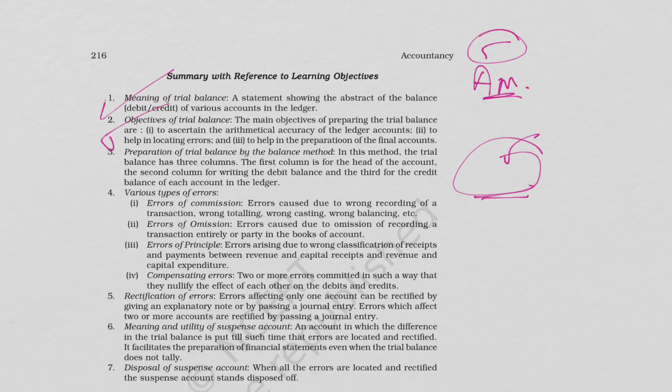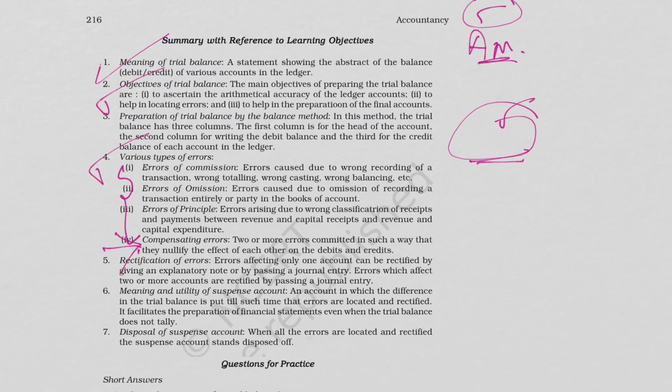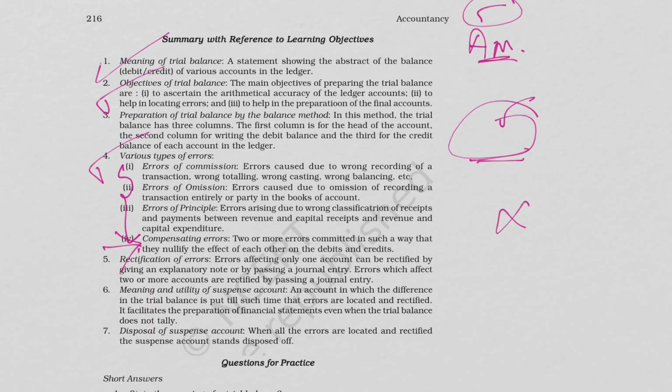Then we studied the different types of errors. We studied error of omission, error of commission, error of principle, as well as compensating error. So we also learned which errors affect the trial balance and which do not. So after that we discussed the process of rectification of errors, which means correcting mistakes in accounting records. We saw how rectification entries are passed depending on the nature of the error.